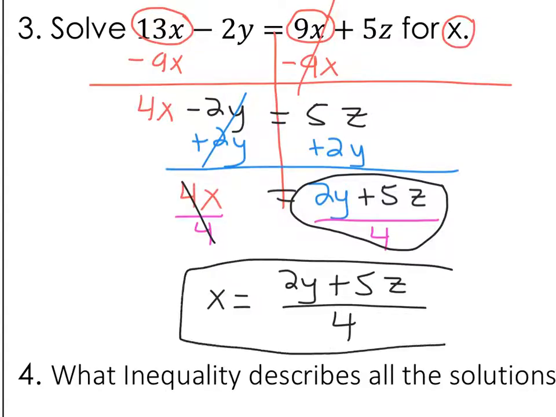And like I said, most of the time you are going to see this as one fraction in your answer choices. But just be aware that the 2 and the 4, that can reduce to 1/2 y. And then you'll have a plus 5z over 4. Okay.